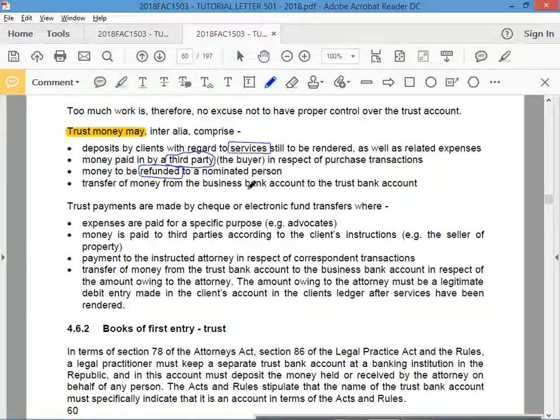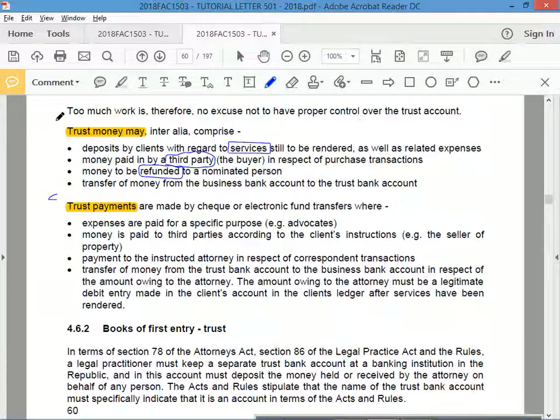Transfer of money from the business bank account to the trust bank account. Okay, that's obviously looking at the relationship between the law practice and the client. Okay, that's something that we've seen already. Okay, then you've got trust payments. Right, so this is a trust payment. If it's a trust payment, it's a client payment.